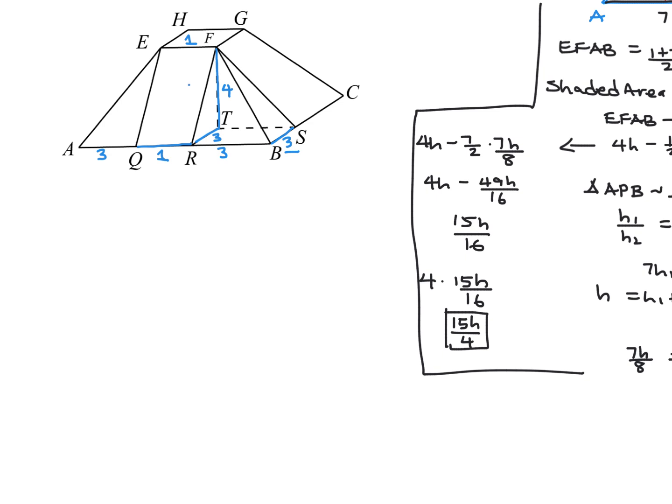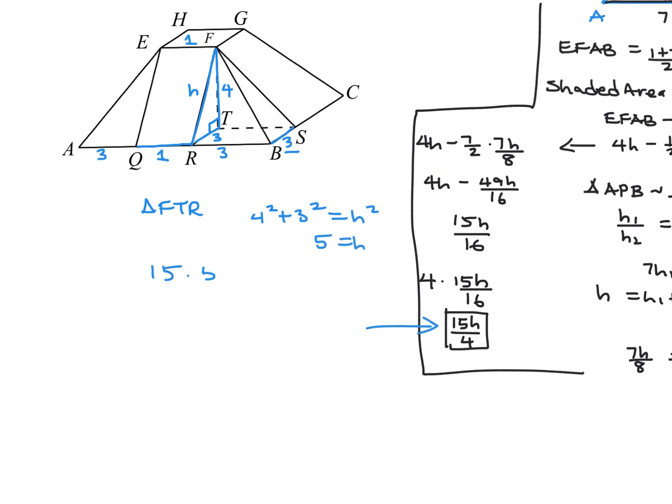Oh no, this is h, this is FTR. So then we can use Pythagoras on that triangle FTR. So 4 squared plus 3 squared is equal to 5 squared, and therefore h would be 5. And there we go, plug it into there finally.